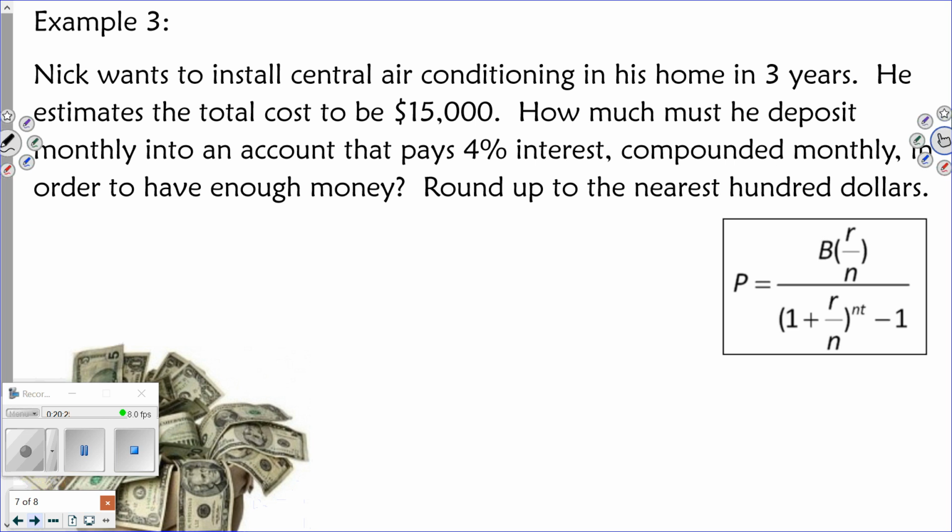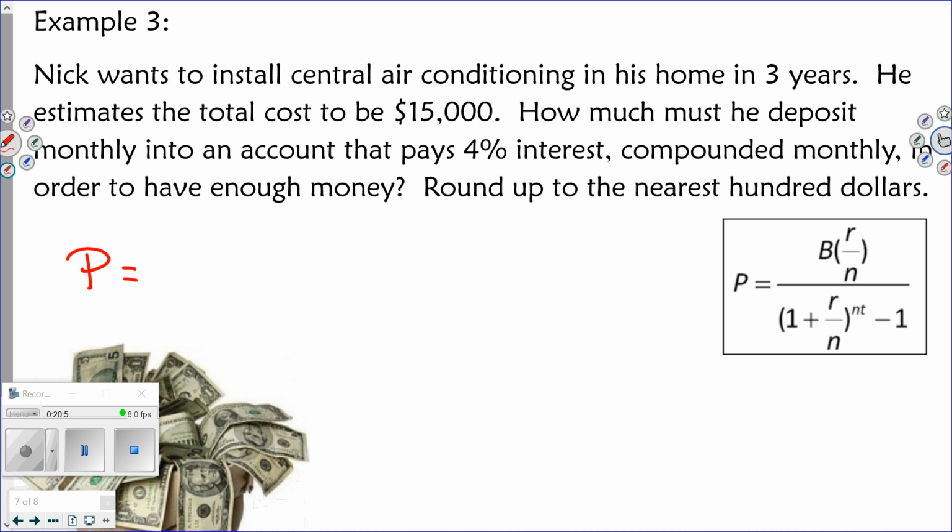All right, example 3. Nick wants to install central air conditioning in his home in 3 years. He estimates the total cost to be $15,000. How much must he deposit monthly into an account that pays 4% interest compounded monthly in order to have enough money? Round to the nearest $100. So again, this is a very real-world thing that you might do as you get older, right? I want to put in new central air conditioning. Figure out how much it's going to cost, and you got to save for it.